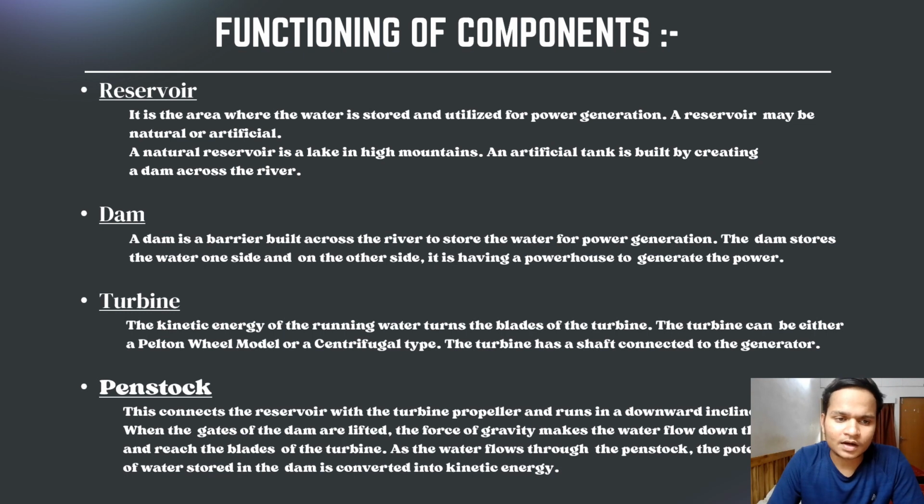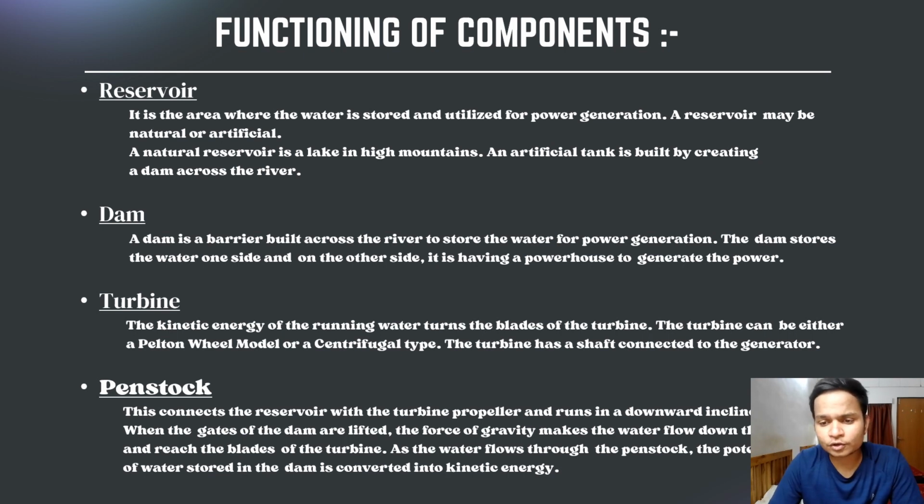Turbines. The kinetic energy of running water turns the blades of the turbine. The turbine can be either a Pelton wheel model or a centrifugal type. The turbine has a shaft connected to the generators. Penstock. This connects the reservoir with the turbine propellers and runs in a downward inclined manner. When the gates of the dam are lifted, the force of gravity makes the water flow down the penstock and reach the blades of the turbine.